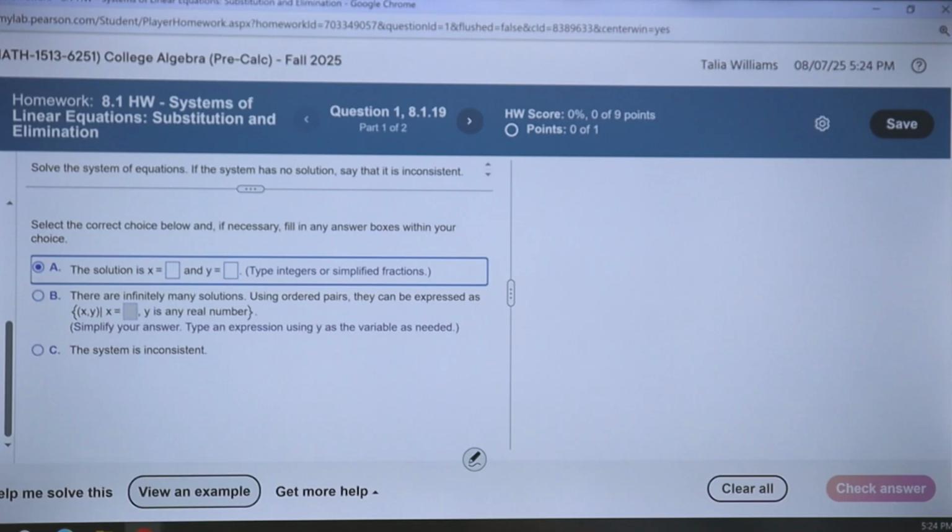Okay, so let's go ahead and dive into our problems. I'm going to come over here so I can actually get it to pull up.